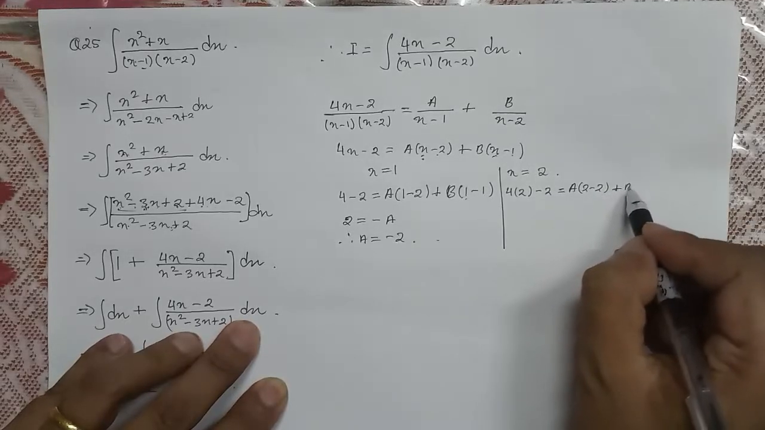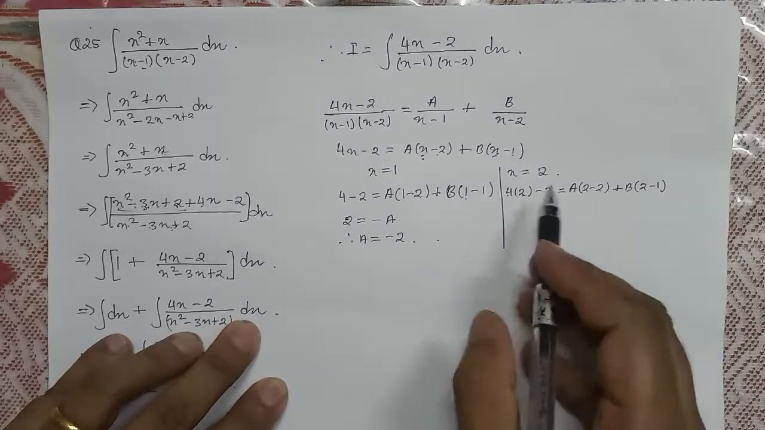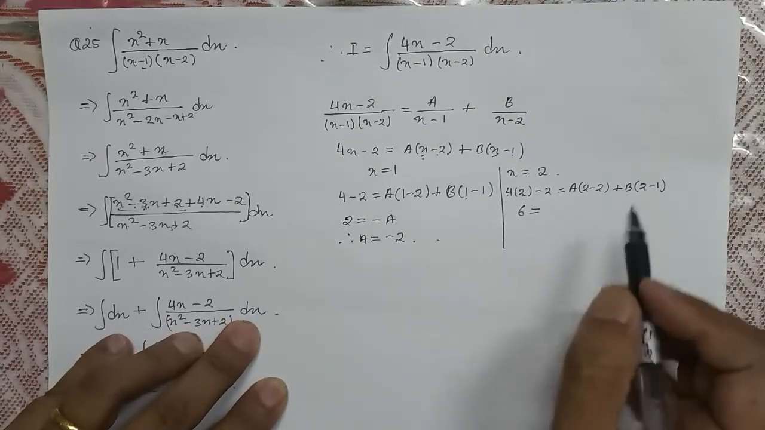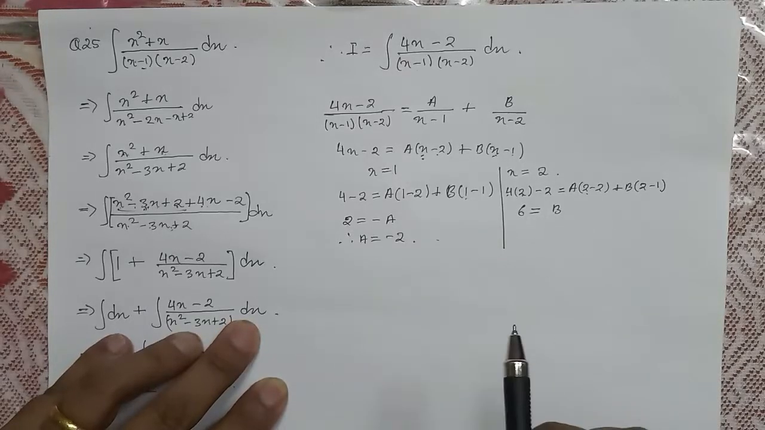Then plus b into 2 minus 1. 4 2s are 8, 8 minus 2 is 6. Then this one is 0. b is equals to 6.